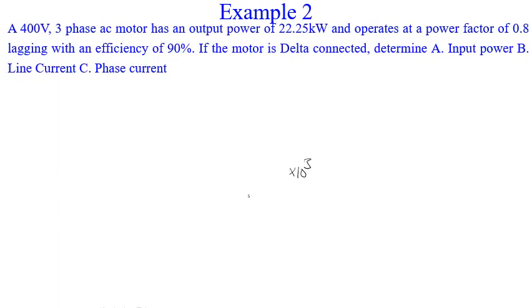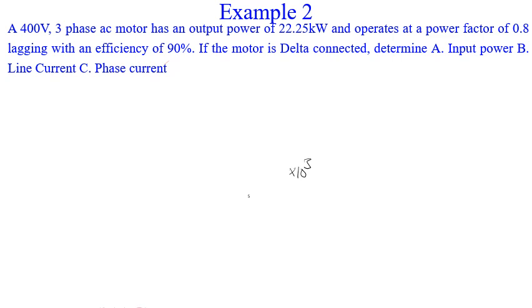Okay, our next question is: a 400 volt three-phase AC motor has an output power of 22.25 kilowatts and operates at a power factor of 0.8 lagging with an efficiency of 90%. If the motor is delta connected, determine A, input power, B, line current, and C, phase current.